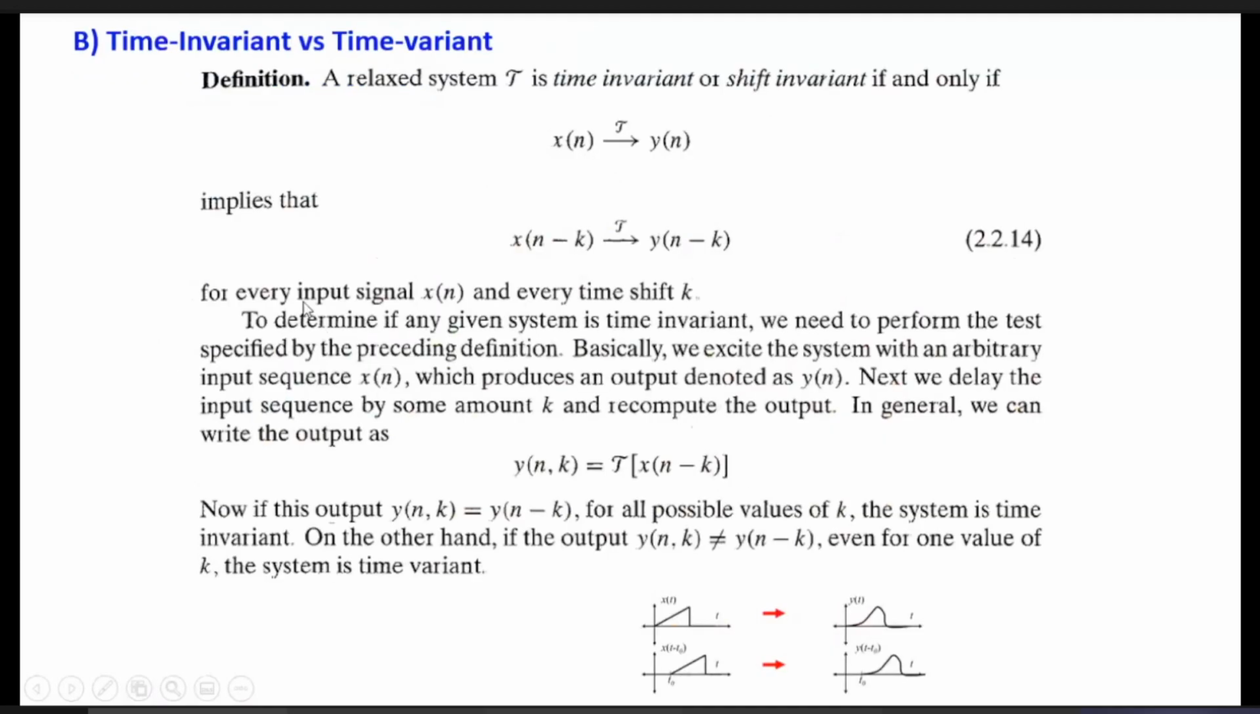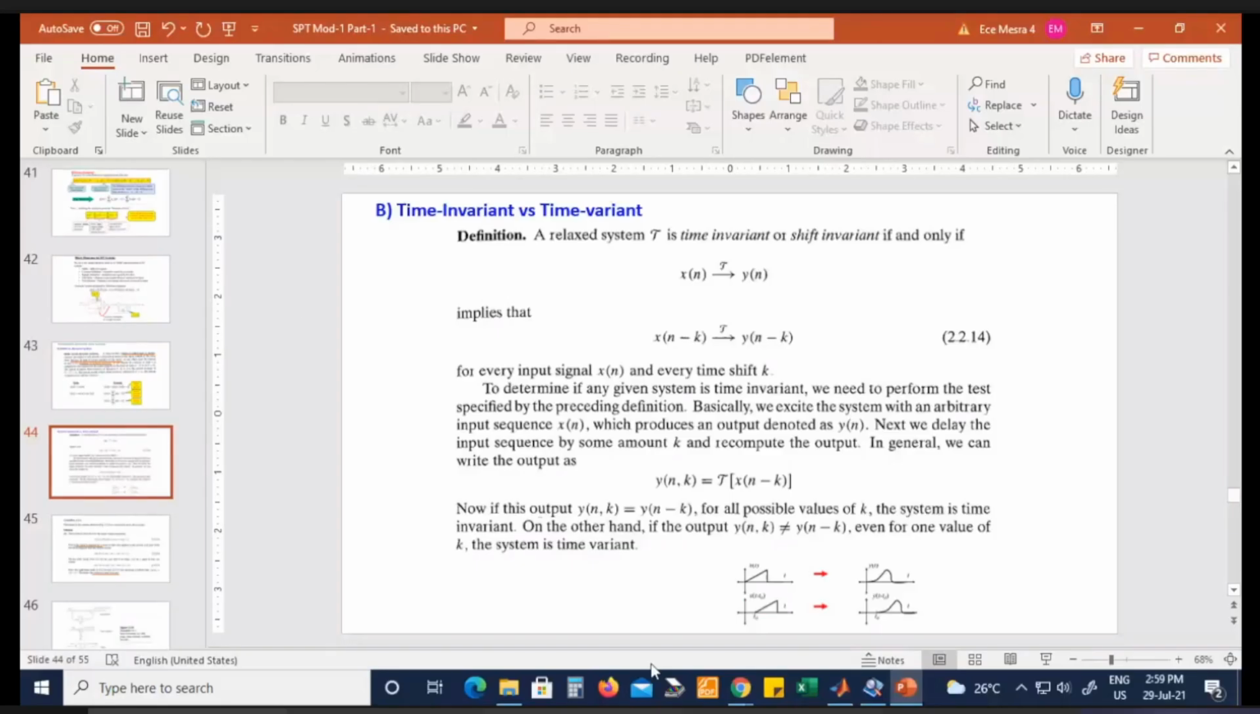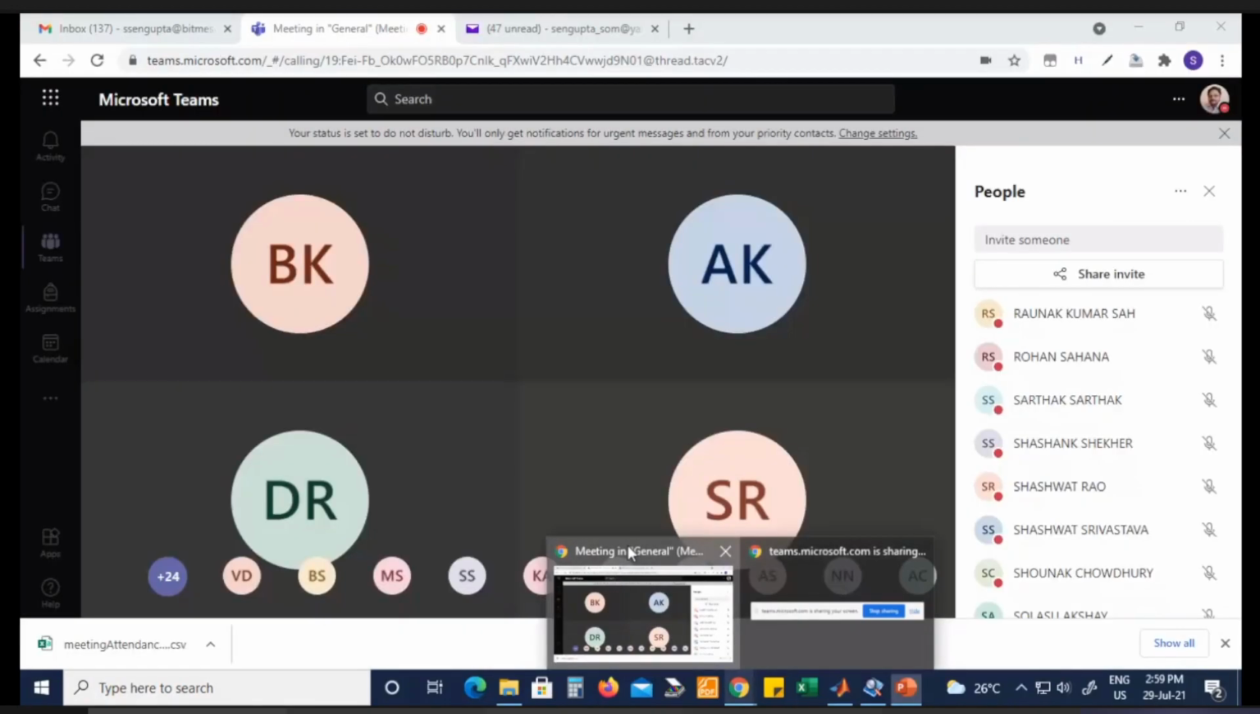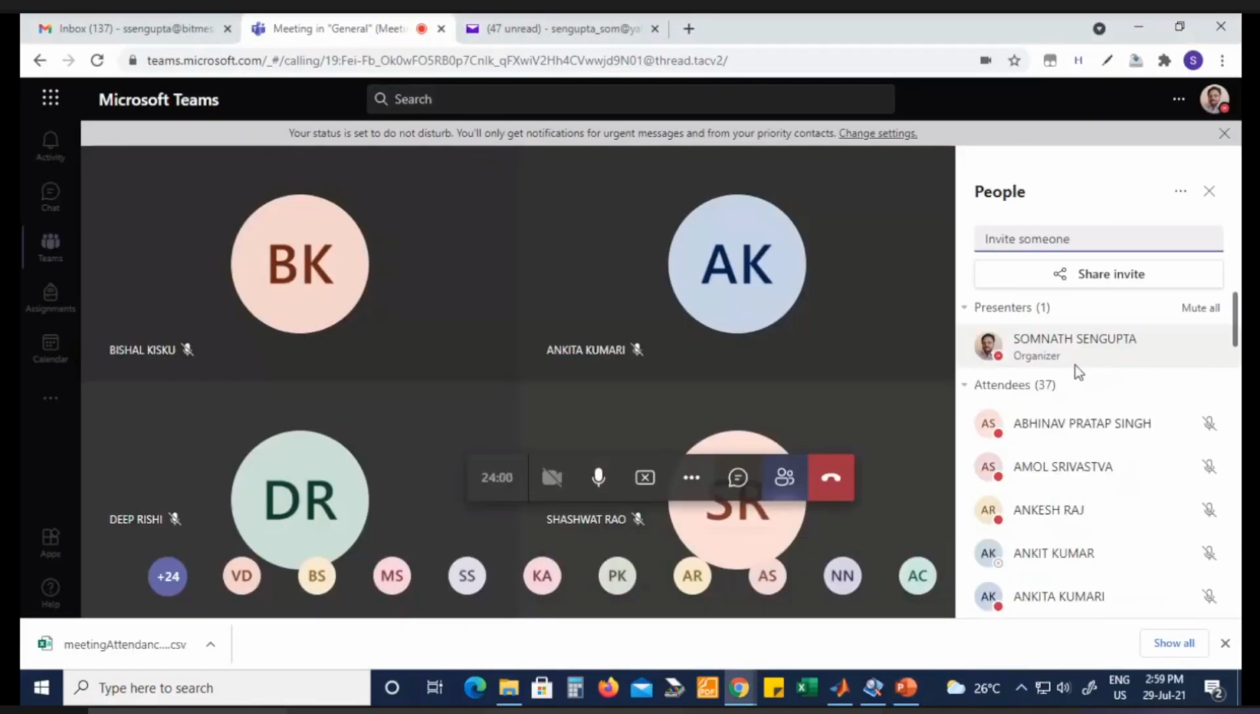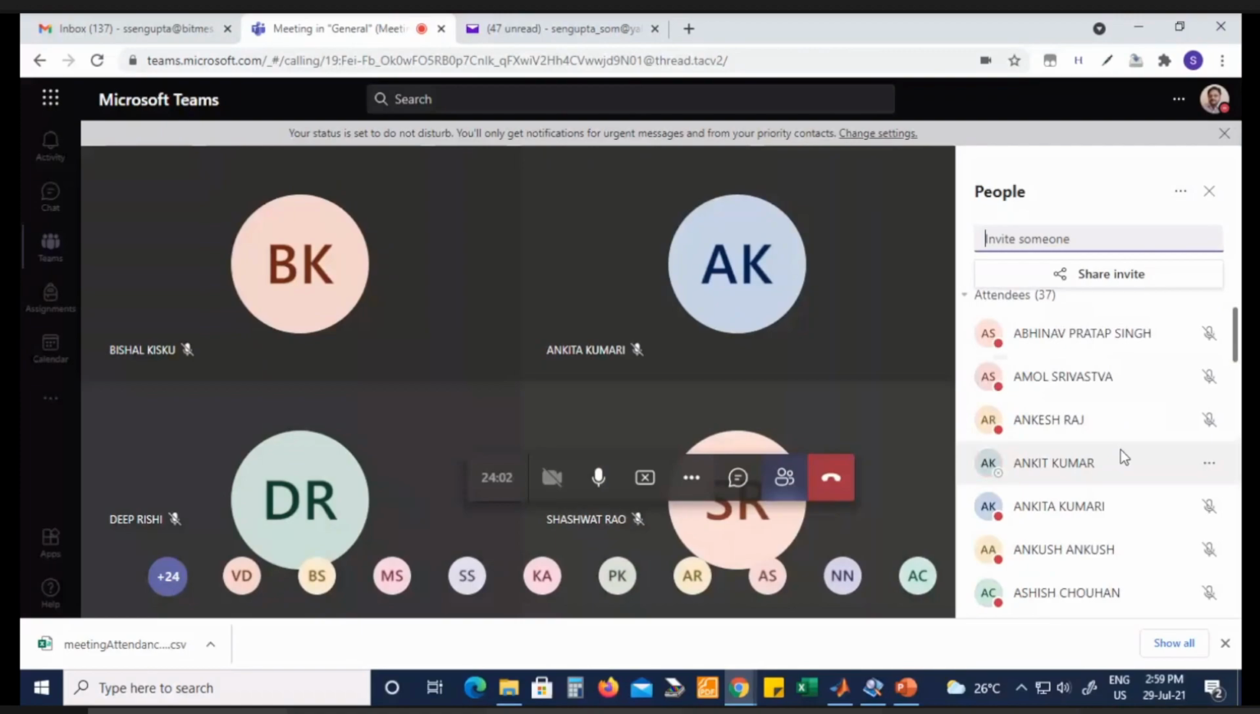Then another category is time invariant versus time variant. Can anyone tell me what it is? What is the meaning of it? You have studied earlier. The idea will become clear as we discuss it, we won't need to tell you. Who will tell?